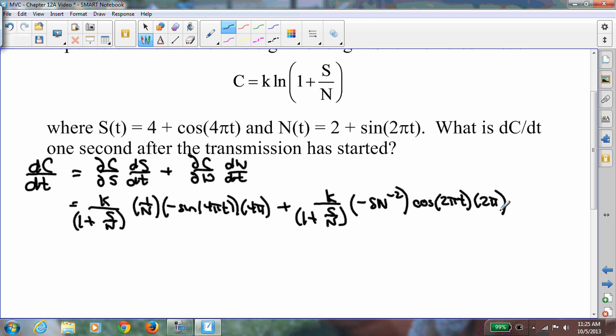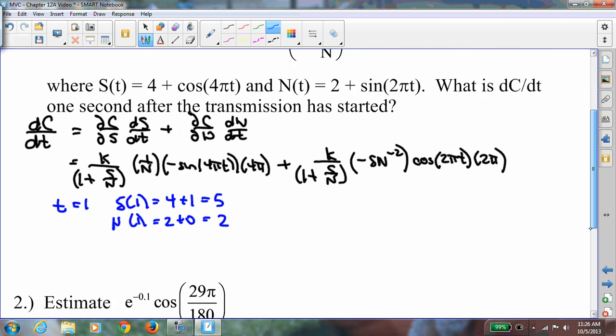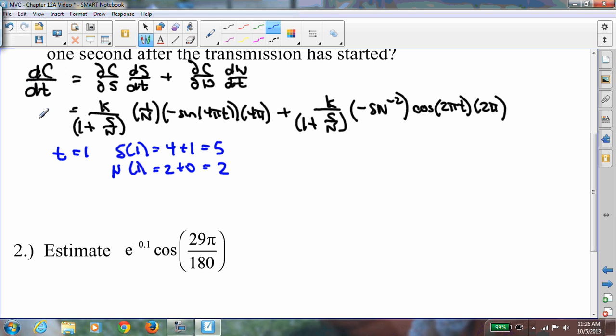Now let's see, it says after 1 second has started. So I want to figure out a couple of things. 1 second would be when t equals 1. If I substitute that into s sub 1 equals 4 plus cosine of 4 pi t, which is 1, that's 5. N sub 1 would be 2 plus sine of 2 pi, which is 0. So n is 2. So into this expression, I'm going to put in 5 for s, 2 for n, and 1 for t as I'm going through it.